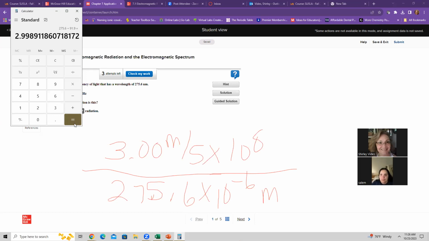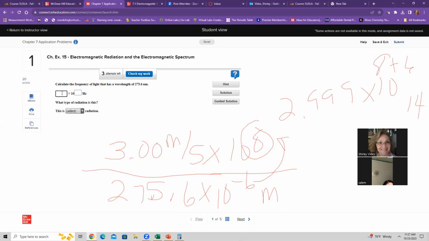And the answer is, and I need 3, 4 sig figs, so it's 2.9999. It's a lot of nines. So the answer is 2.999 times 10 to the what? Well, it's 8 on the top here, and then this comes up as the reciprocal, so plus 6 makes it 14. So there's the answer, 2.999 times 10 to the 14th. Okay, got it.